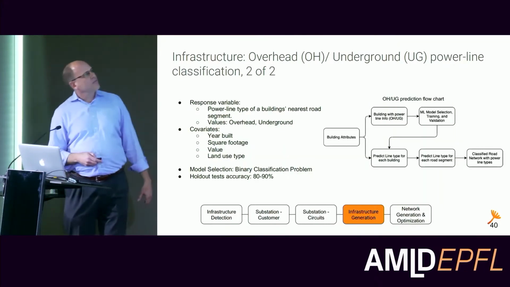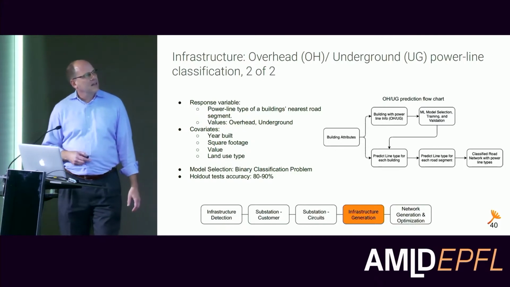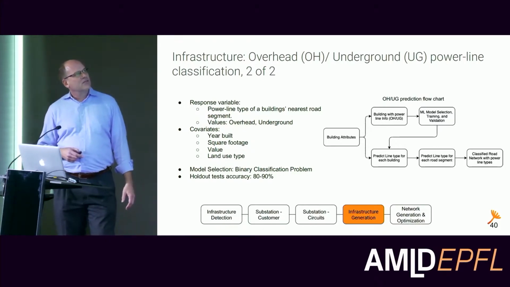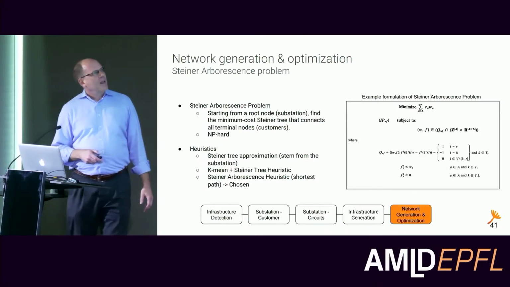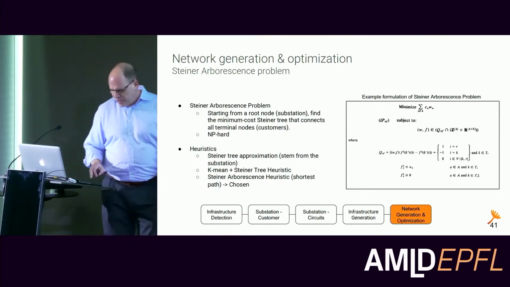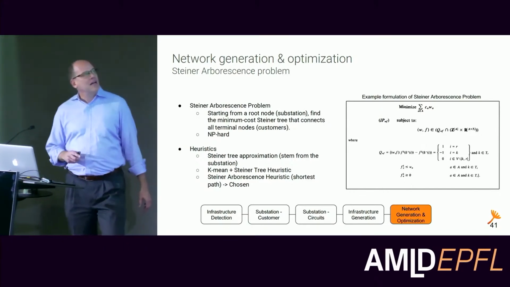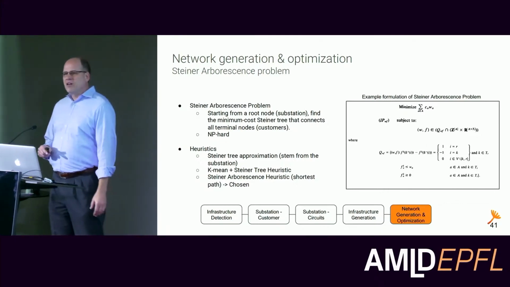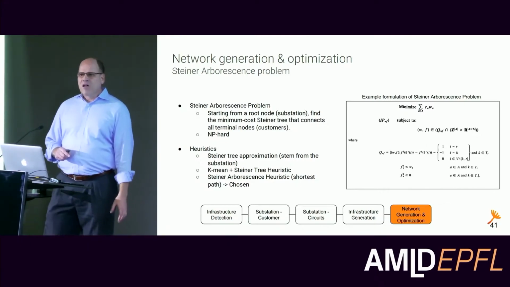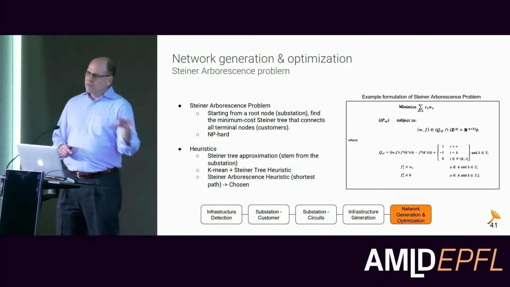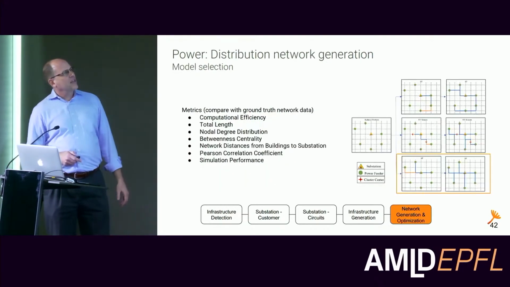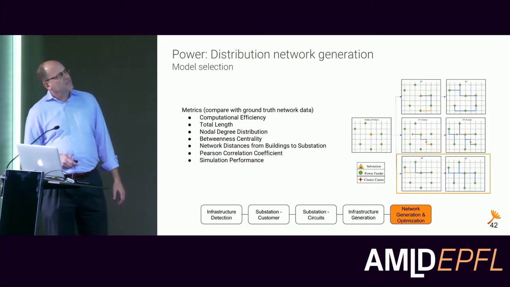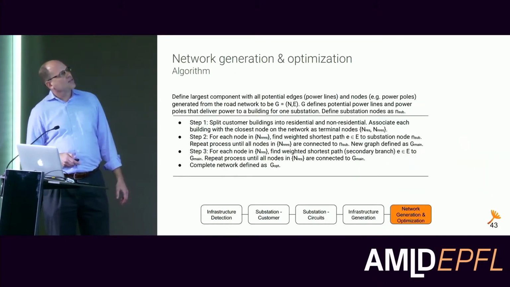This gives you an idea of some of the covariates that can be used to figure out the power line types. And then ultimately, there's an approach, which I'm out of time, but called Steiner arborescence, which is an optimized tree construction approach. It turns out you don't quite need to use that, and I'll just end with talking about the model selection.